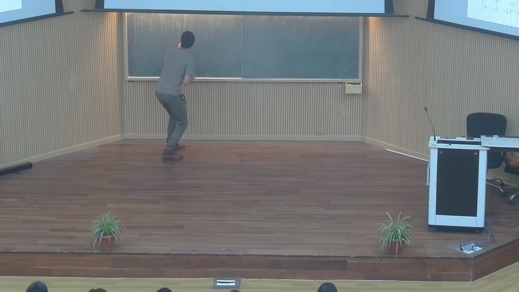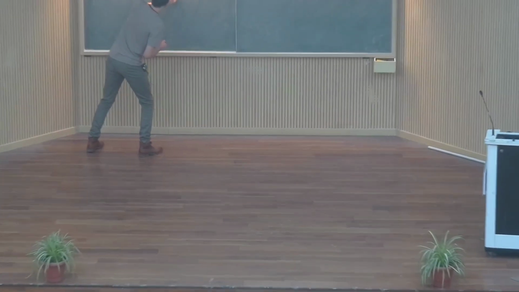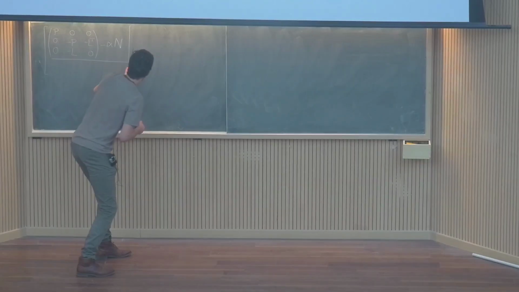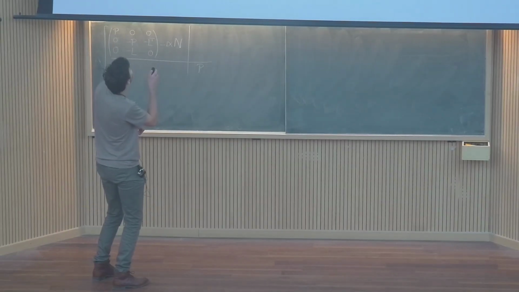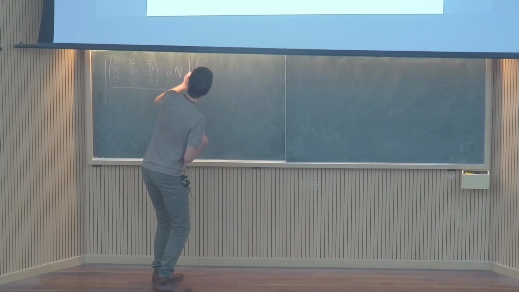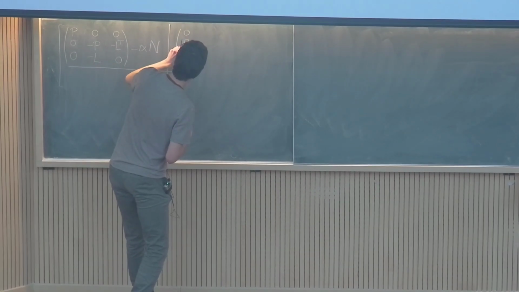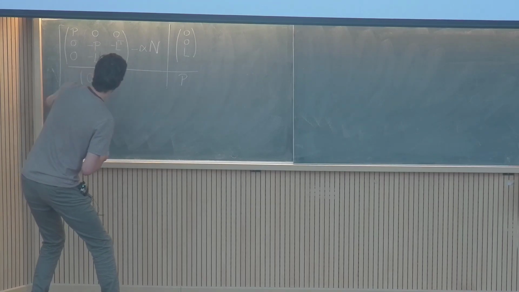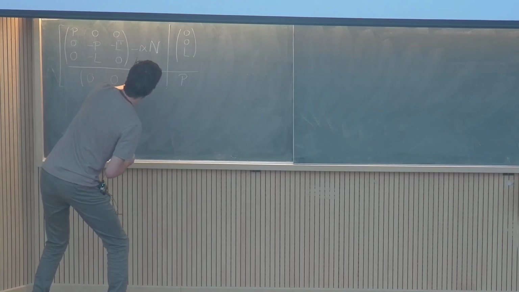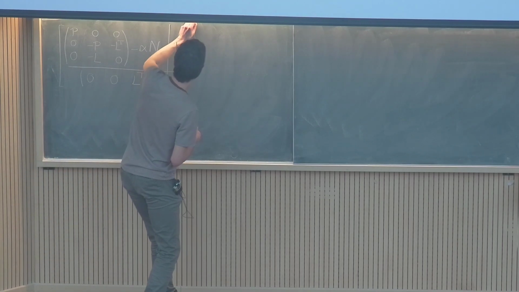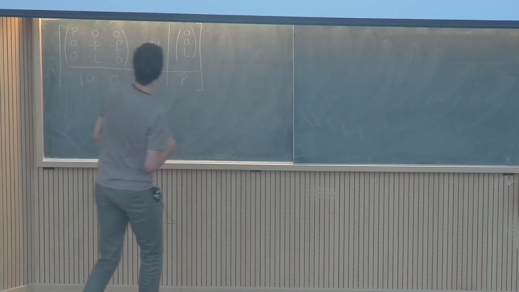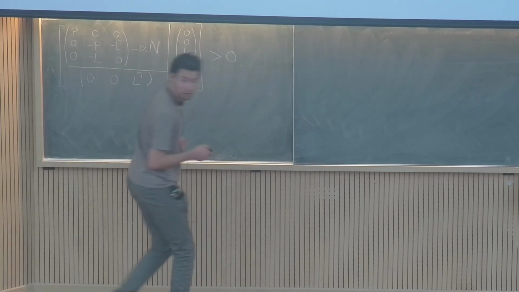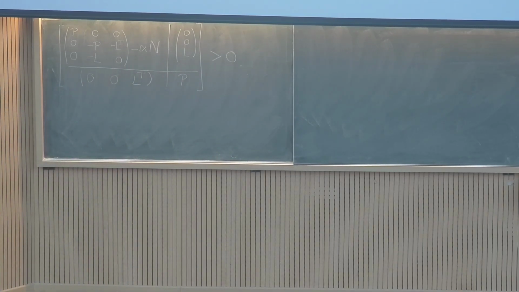We have also a fourth block. The 4-4 entry is P. Then we have 0, 0, L over here. And here we have the transpose of that. So 0, 0, L transpose, like this. And this whole thing should be positive definite. Okay, good.